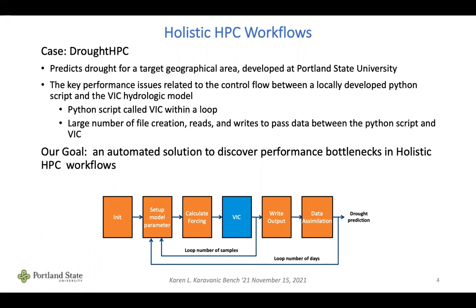That is, they had a locally developed Python script, but they were using the VIC hydrological model, which was developed at University of Washington and is a full application rather than a library. So the Python script called VIC within a loop, leading to a lot of time spent actually in the VIC initialization process. There was also a large number of file creation, reads, and writes, because we're passing data between the Python script and VIC as we go through the loop.